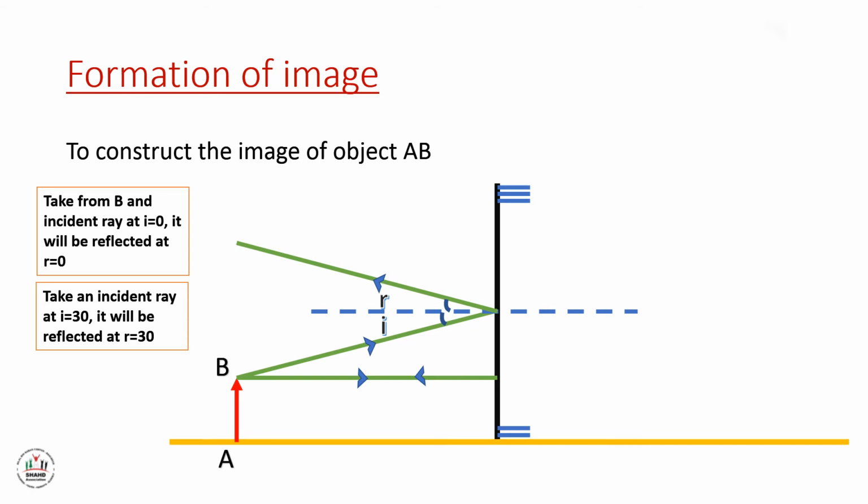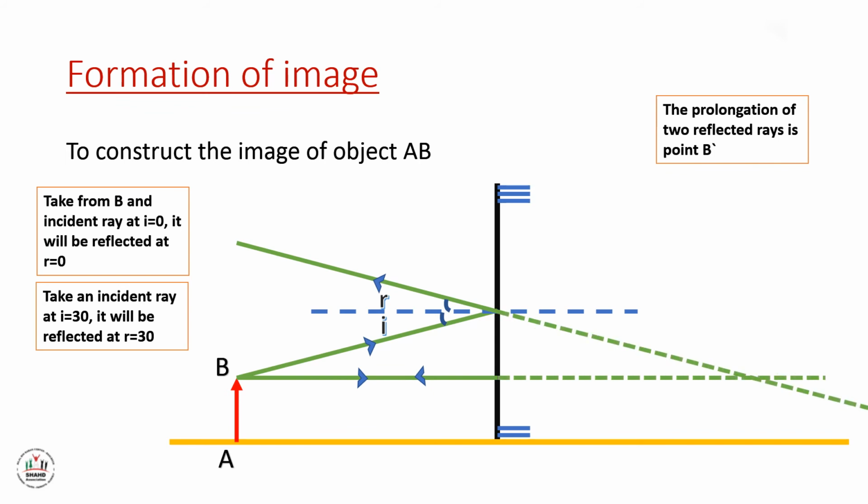Now we have to take the prolongation of the two reflected rays and they should meet in the point B prime, which is the image of B. The final step states that we have to take the orthogonal projection from point B on this horizontal line, and when it meets it, this is the point A prime, the image of A. So as a whole, A prime B prime is the image of AB.